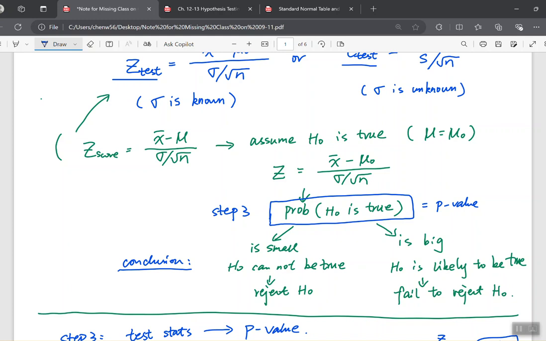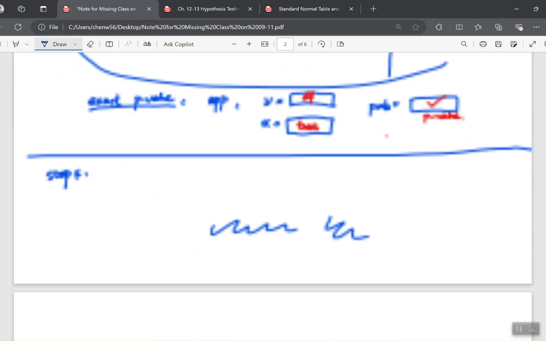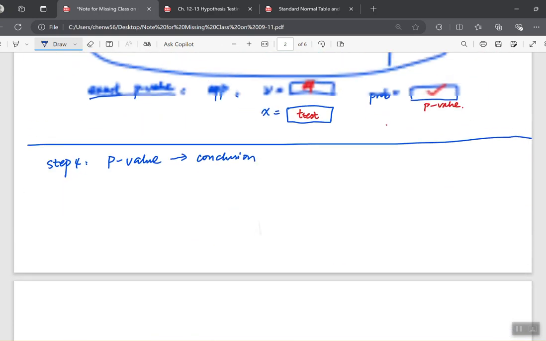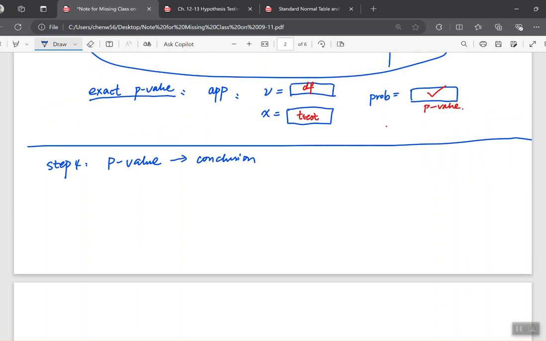So in this case, how big is big? How small is small, right? So we do need a standard. We want to set up a kind of standard, so we want to compare the p-value with the alpha.